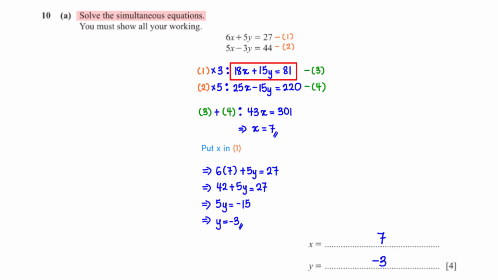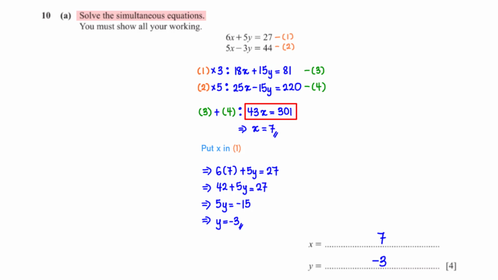This gives us 18x plus 15y equals 81, which we've labeled as equation 3. We also multiply equation 2 by 5. This gives us 25x minus 15y equals 220, which we've labeled as equation 4. Now that we have 15y in equation 3 and minus 15y in equation 4, we eliminate y by adding equation 3 to equation 4. This gives us 43x equals 301.